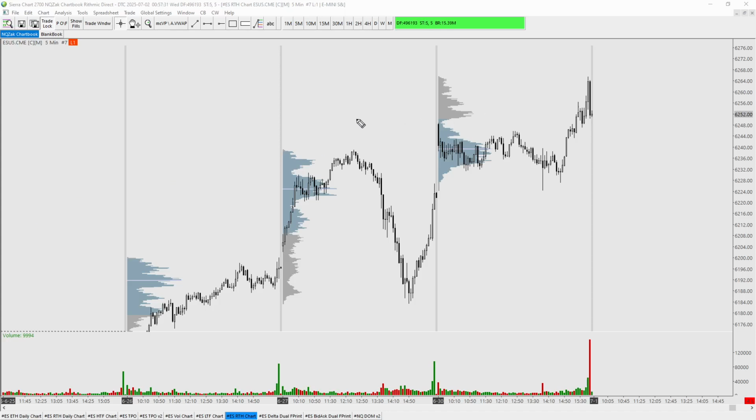Today I'm going to be talking about how I use the value area high, the value area low, and the point of control to define trade location, and then pairing that with the footprint chart to find timing for my entries. Now to begin, what is the value area high, low, and point of control?